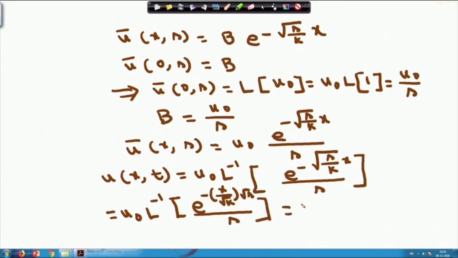If you recall, the Laplace inverse of this is nothing but the complementary error function of x by 2 root k t, x by 2 into root k t. So, therefore, u(x, t) equals u naught into the complementary error function of x by twice into root over k t.